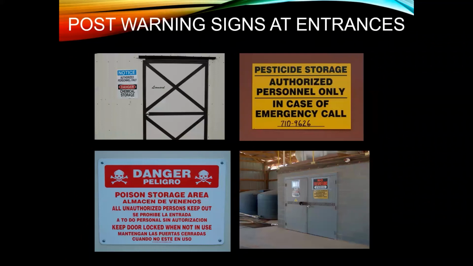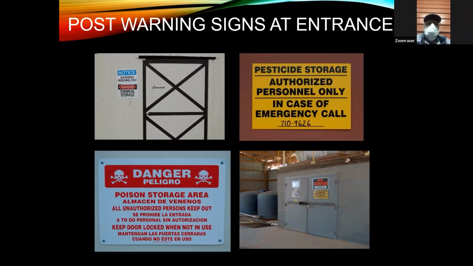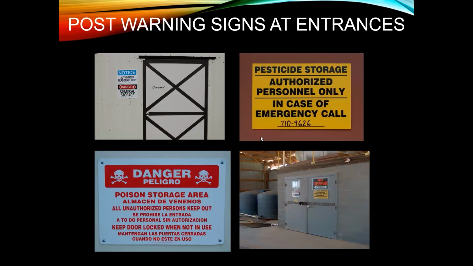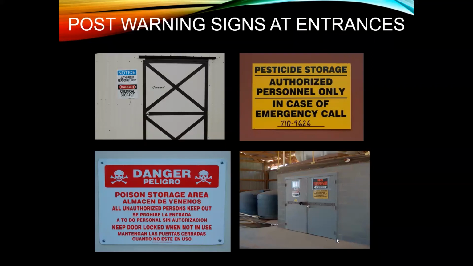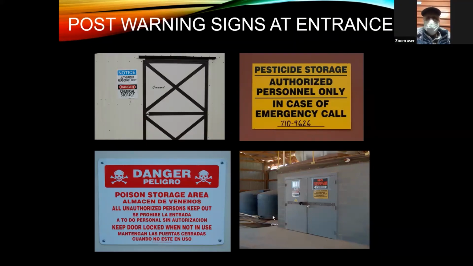Like I said a while ago, most facilities have signs. Like here it says, authorized personnel only, chemical storage area. You want to post these warning signs at entrances because some people have medical issues. They can't be around this stuff, can't breathe it, don't want to be around it. Poison storage area. I don't like to say we have poisons. I just like to call them herbicides. Poisons usually scare people. This one right here is a great storage facility. The one on the bottom right, highly visible markings and warnings.